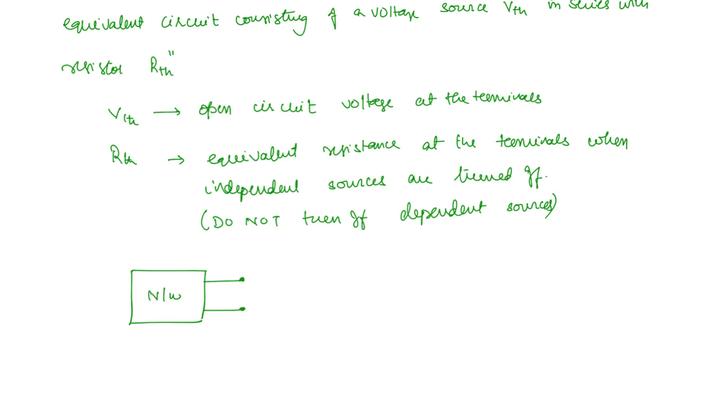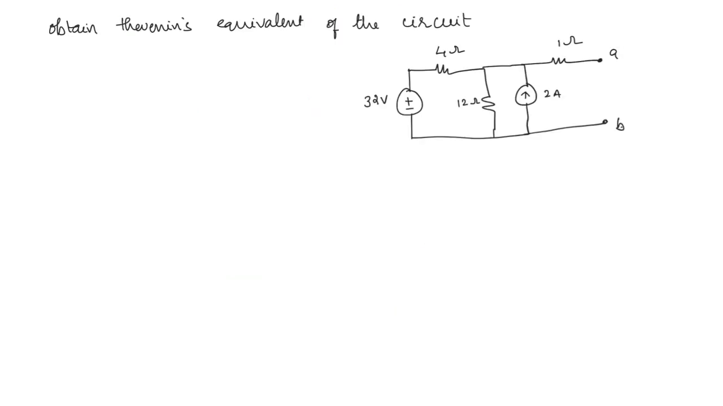So now this can be replaced by a voltage source whose value is VTH, which is in series with a resistance RTH. That means if the terminals are A and B here, then this will also be A and B. So this is the statement of Thevenin's theorem. We will take an example here. Obtain Thevenin's equivalent of the circuit. This is the circuit and the terminals here are A and B. So you can consider that this is the two-terminal network which has to be replaced with its Thevenin's equivalent. We will see how to do this.